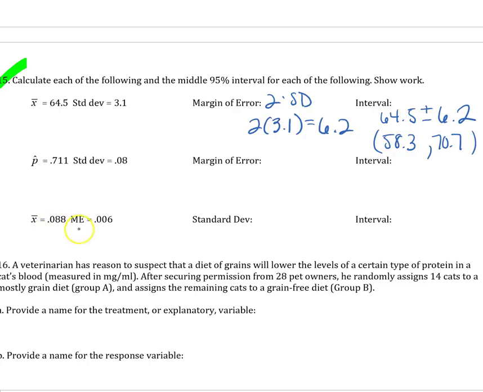Coming down to this one, just because it's a little bit different, I give you the margin of error, which means in order to find the standard deviation, you need to take that and divide by 2. Notice how it goes the other way. So again, standard deviation is margin of error divided by 2. Then from the interval, I do the mean plus or minus the margin of error. Okay, and at this point, just math. You guys can figure that out.